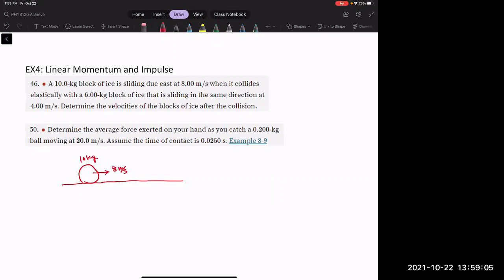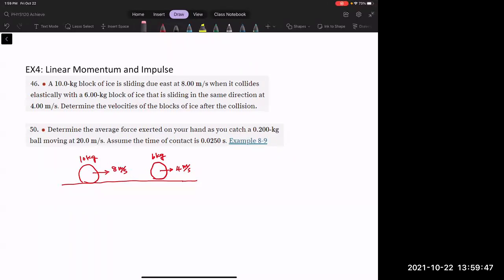Now let's say it will collide elastically with another block. This block is 6 kilogram. It's also on the ice, there's no friction on that one. So the second object is here. This one is 6 kilogram, and let's say the 6 kilogram was moving at 4 meters per second. As you can see, the first one has a higher speed than the second one, so it's going to catch up to it. So eventually they're going to collide.